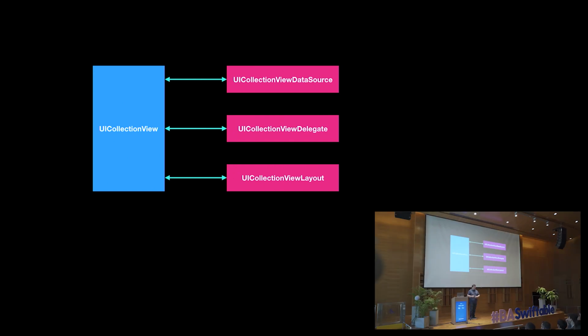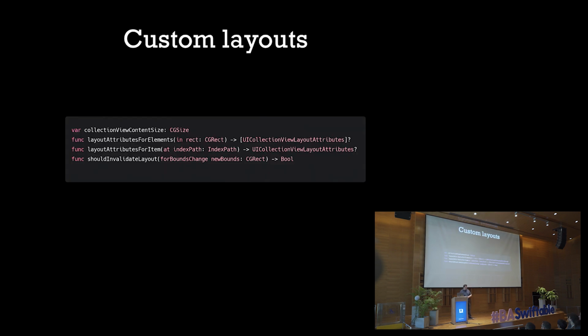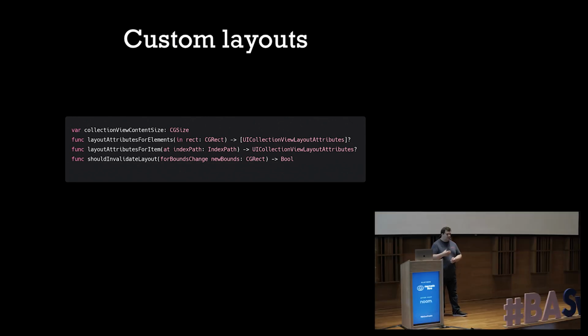And finally, this is something different from the table view. We have a collection view layout object. We want to make our own custom layout. Well, we have to subclass UICollectionViewLayout. There are at least 6 methods to implement. I put 4 here. We have to tell what's the collection view content size. This will be used for the size of the scroll bar, for example.